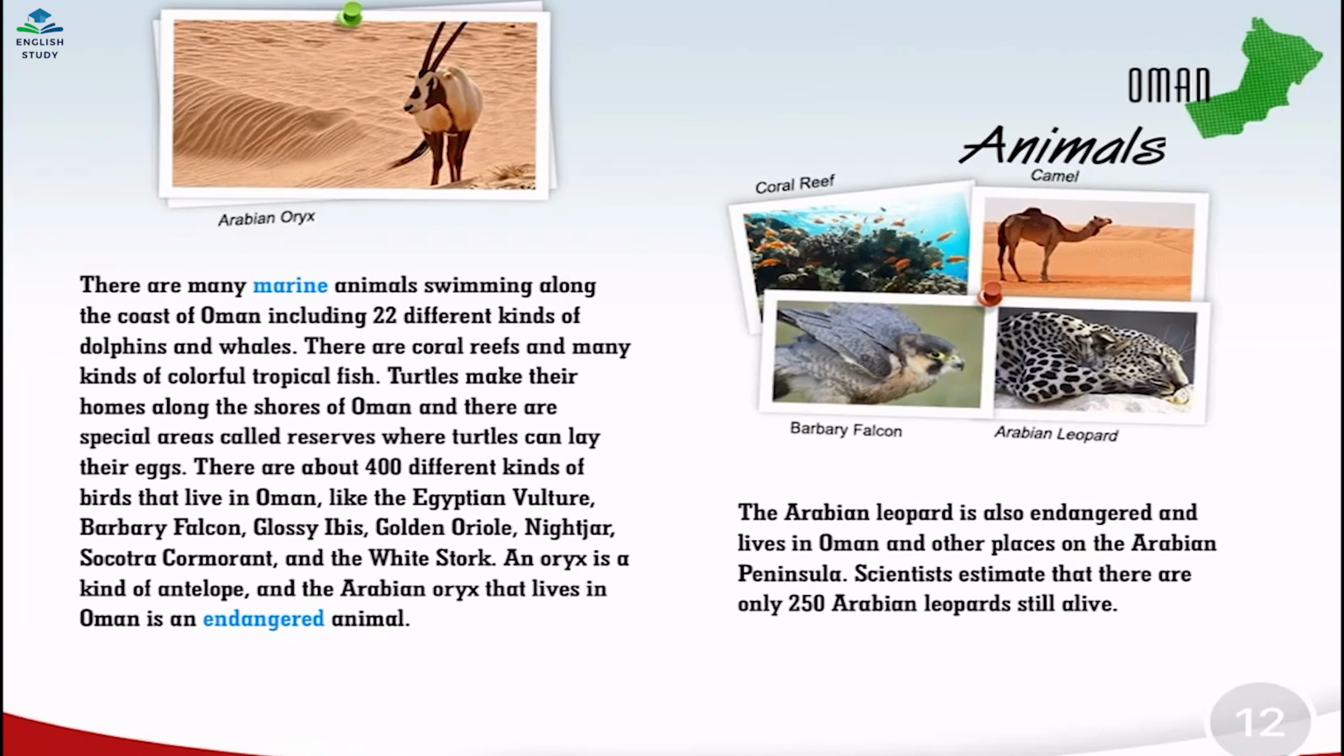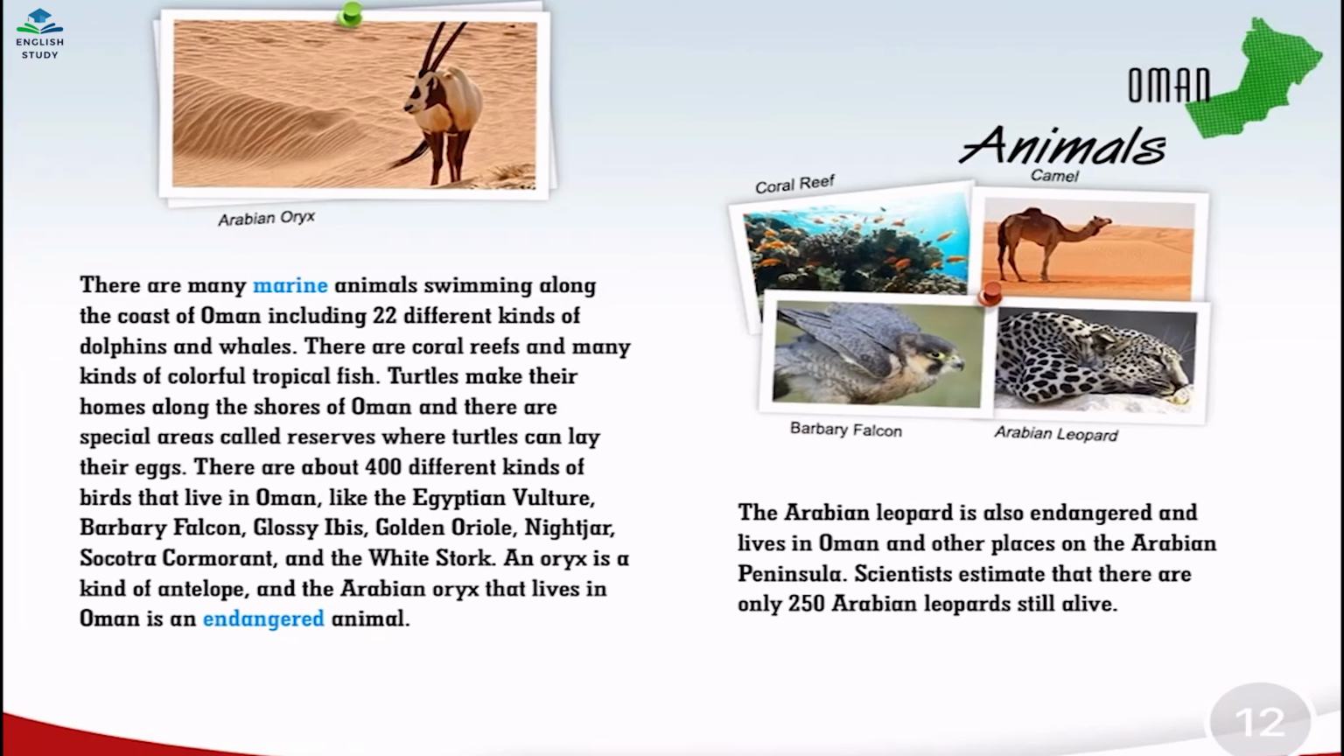An oryx is a kind of antelope, and the Arabian oryx that lives in Oman is an endangered animal. The Arabian leopard is also endangered and lives in Oman and other places on the Arabian Peninsula. Scientists estimate that there are only 250 Arabian leopards still alive.